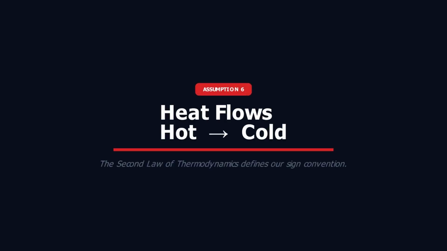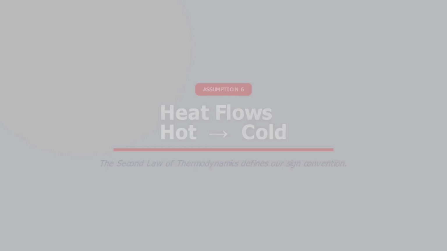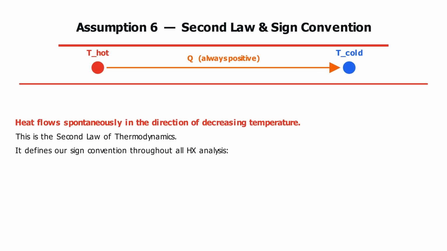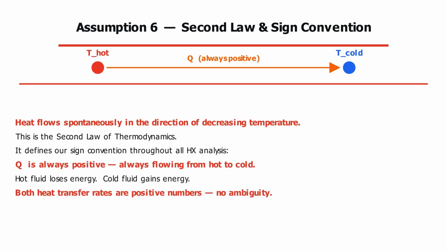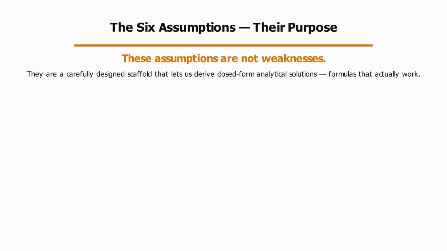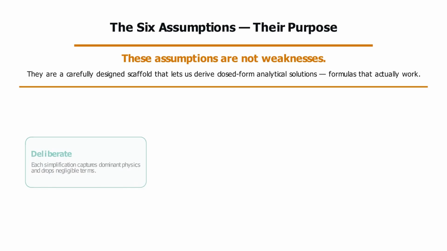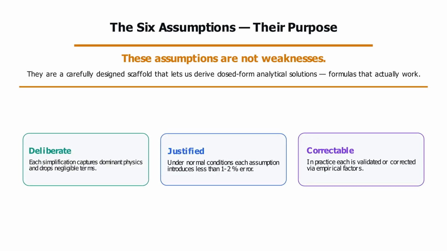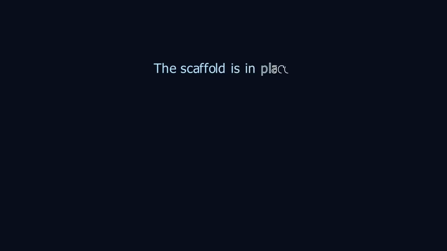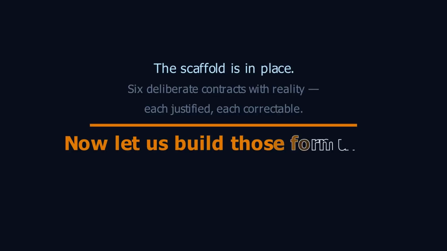6. Heat flows from hot to cold. This is simply the second law of thermodynamics. Heat flows spontaneously in the direction of decreasing temperature. It defines our sign convention. Heat transfer rate Q dot is always positive. These assumptions are not weaknesses. They are a carefully designed scaffold that lets us derive closed-form analytical solutions, formulas that actually work in the real world. Now let us build those formulas.